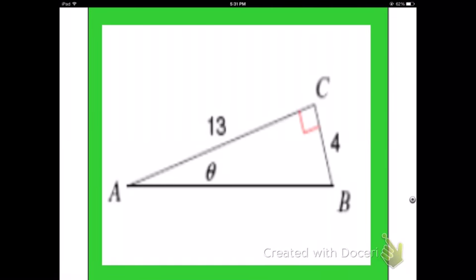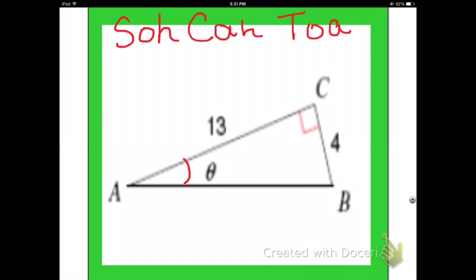Notice, here I know two sides. I want to find theta, which is an angle measure. So I'm going to use my trig functions. S stands for sine. You find that by opposite over hypotenuse. C stands for cosine, adjacent over hypotenuse. And T stands for tangent, opposite over adjacent.